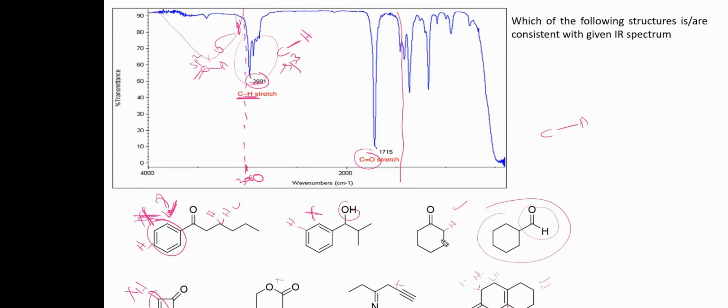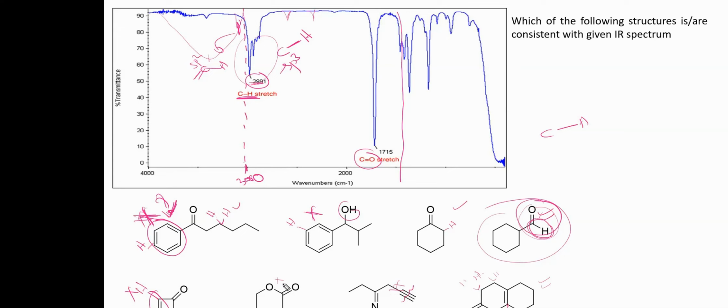Now, why not this structure? The reason is that at 2400, 2500, you would see a signal for the CH stretch, which is not visible here. And it's not this structure because you would see an alkyne stretch at around 2700, which you don't see here.